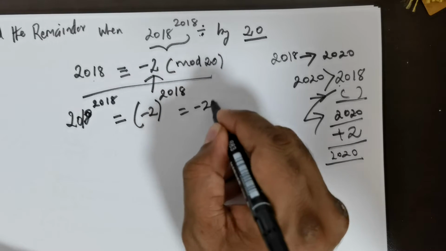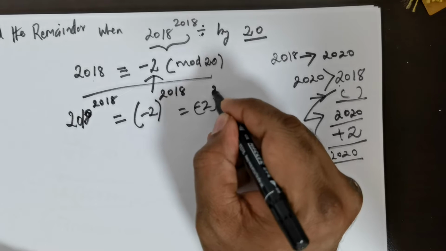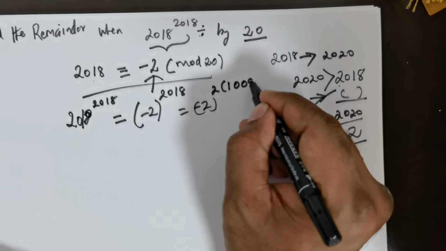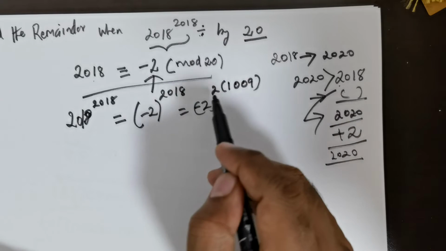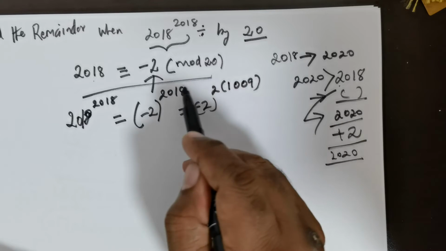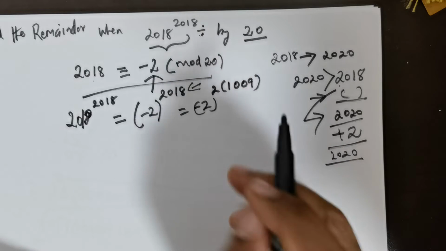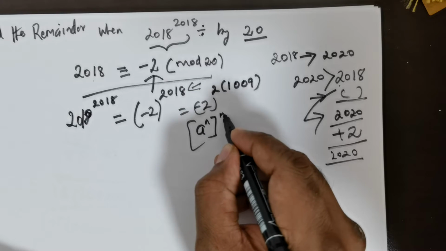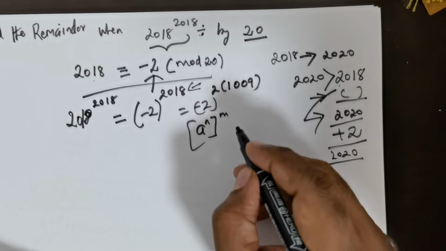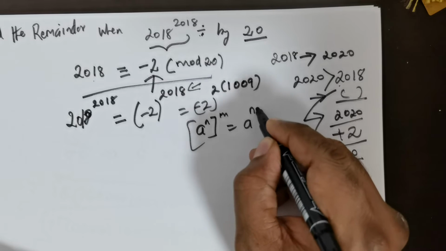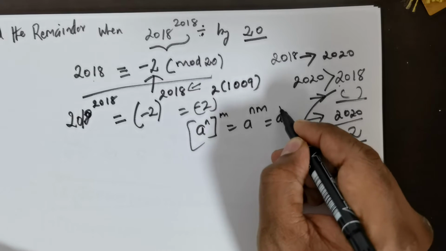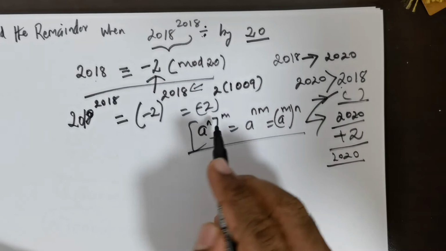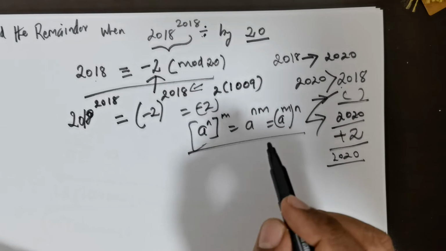Now can I write 2018 as 2 times 1009? Of course, 2 multiplied with 1009 will give me 2018. So I can always do that. Now from the law of indices, a raised to the power of m, the whole raised to the power of n, can be rewritten as a raised to the power of n times m, which can also be rewritten as a raised to the power of n, the whole raised to the power of m. So there are many ways by which we can write using the exponential rule.